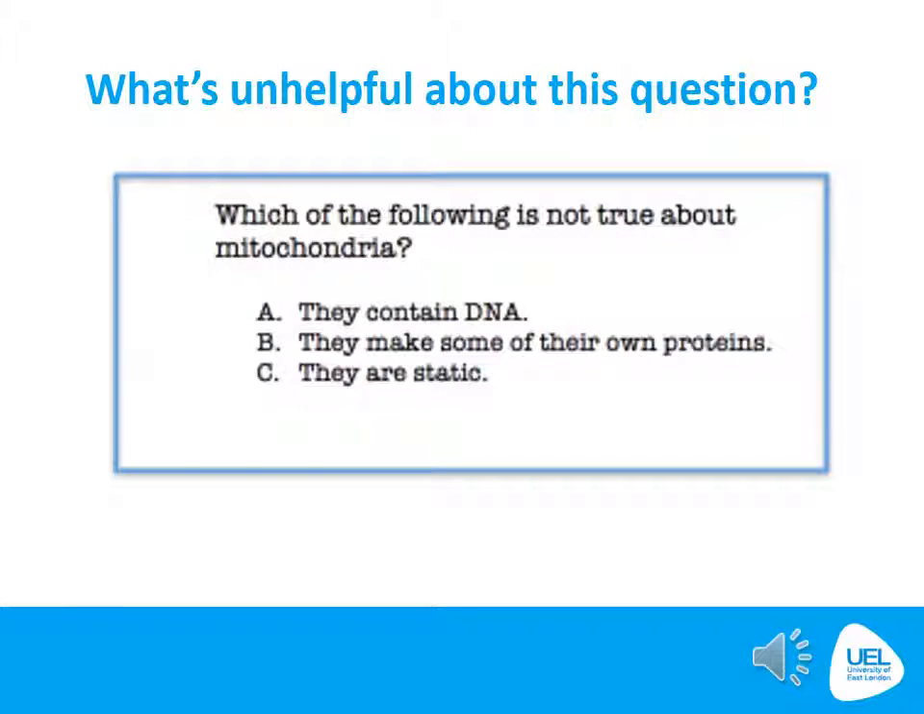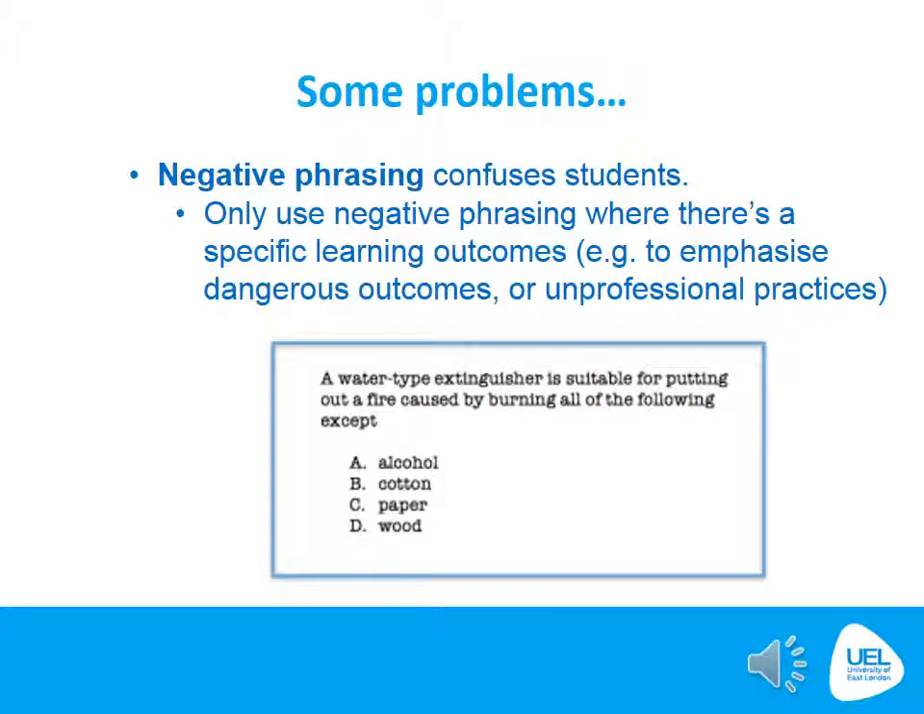Here's another question. Pause the film if you need to and think about why this is potentially unhelpful. Why does it jar for you, even if you don't know the subject material? This one's quite simple. Negative phrasing in the stem question really confuses students. You might be thinking, well, my students are smart, they can cope with a little bit of linguistic reversal and they'll need to in their working lives, but do you want to risk that at this point? If they misunderstand 2 questions out of 20, they're knocking 10% off their possible attainment.